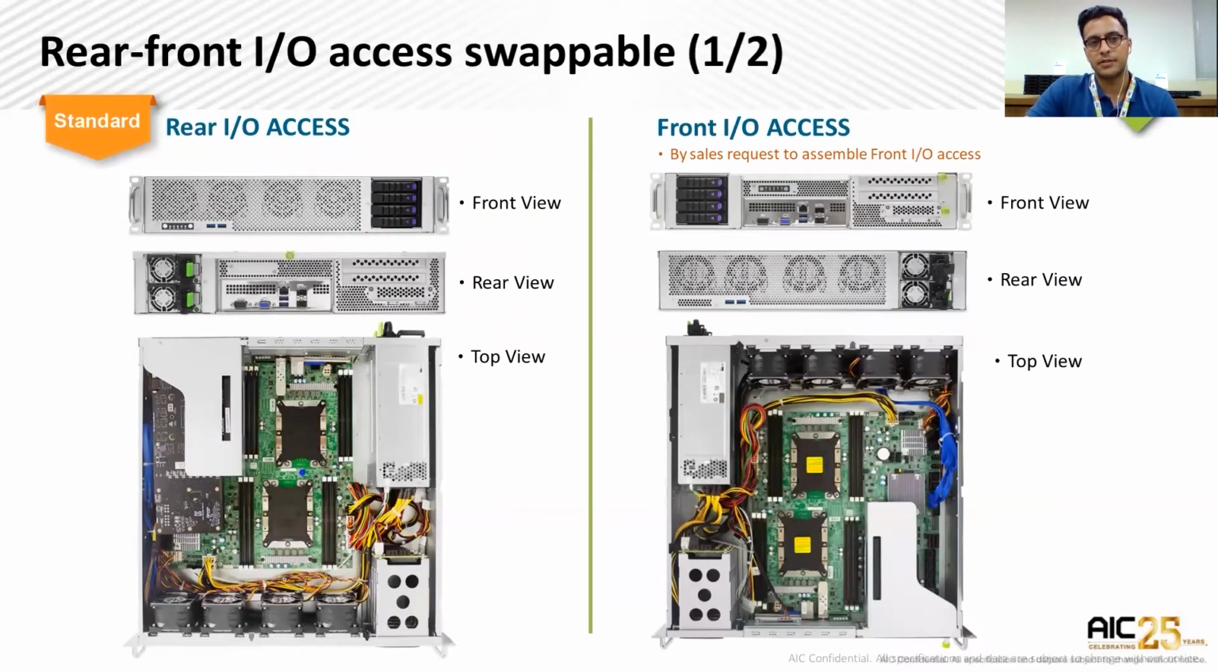RMC2E has 2 options. One is rear I/O access, which is the standard for this model. The other is front I/O access. These 2 options are actually the same product SKU. However, it can be easily adjusted to change the chassis setting in our assembly line or even at customer site.